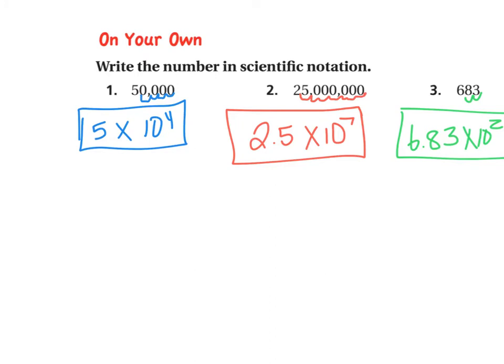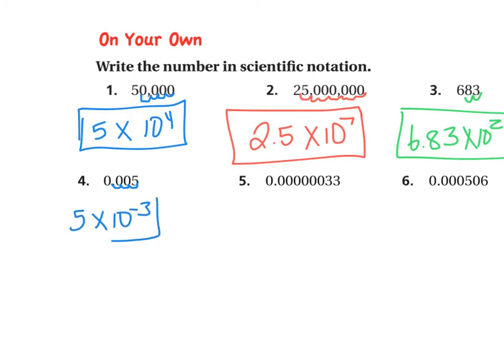All right, let's do 3. Numbers 4, 5, and 6. All right, now we're moving to the right, so we're going to have negative exponents. So I'm going to grab my decimal, 1, 2, 3. So I'm going to get 5 times 10 to the negative 3.